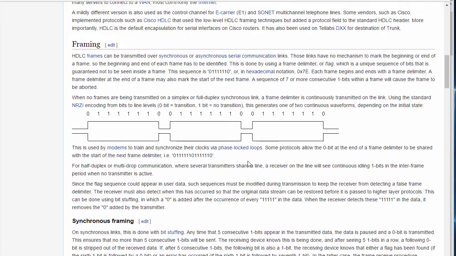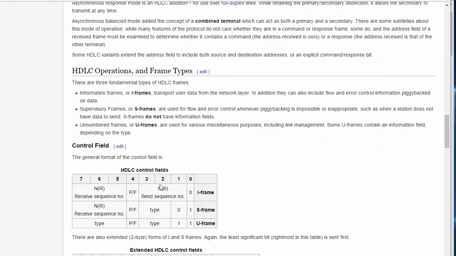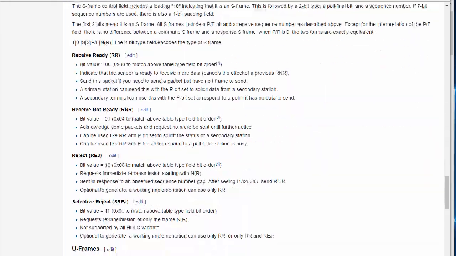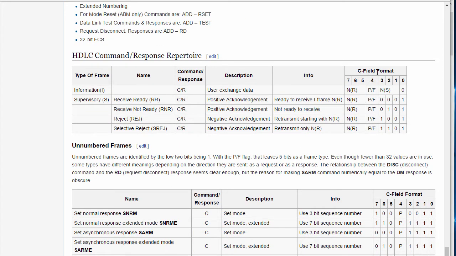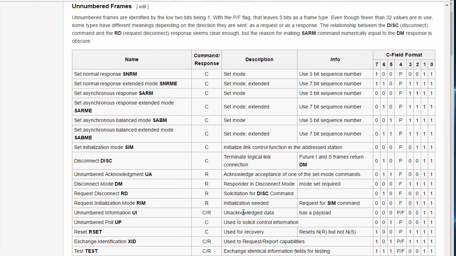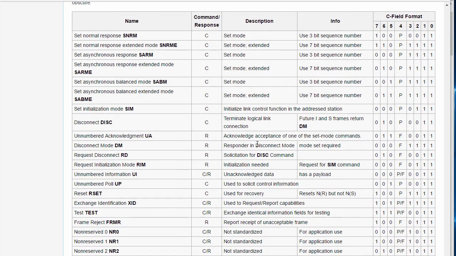And if we scroll down, you can see here some ones and zeros. This is when nothing's going on in the wire. So you'd have to detect these patterns in the wire. And now we're getting into some of the framing. Framing's a word for a group of bits and what they mean. So the C field format, you can see some of the bits being mentioned: negative acknowledge, positive acknowledge, retransmit, please. Some more.